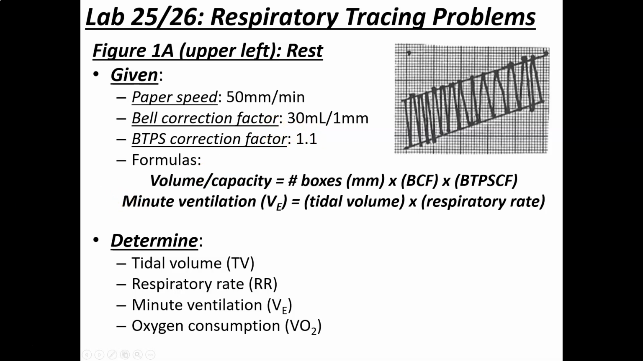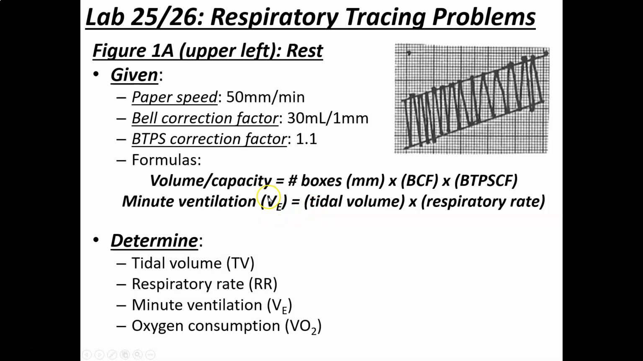And for minute ventilation, it's pretty easy. Once we know tidal volume and respiratory rate, minute ventilation is basically how much air you expire out of your lungs in a given amount of time, typically per minute. So the V, again, stands for volume. The capital E is expired. So this is actually somewhat analogous to cardiac output. Cardiac output is how much blood your heart can spit out in a minute. Minute ventilation is how much air your lungs can spit out in a minute. And again, it's capital E.